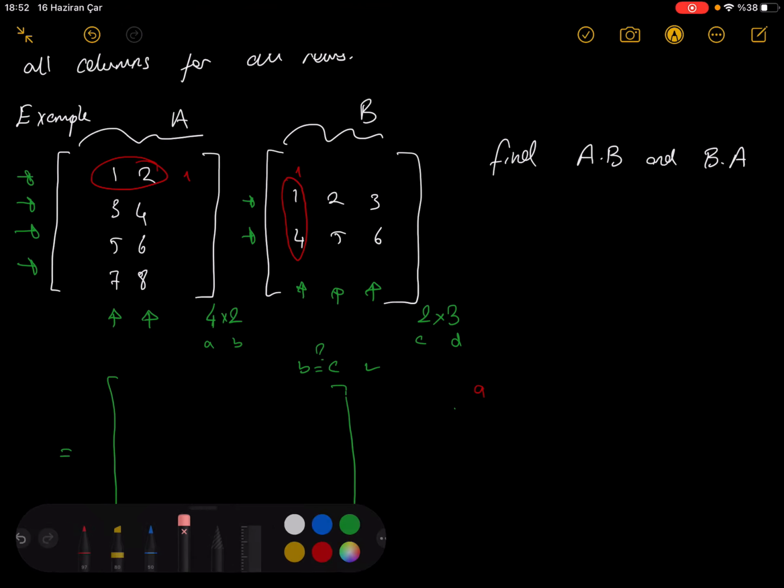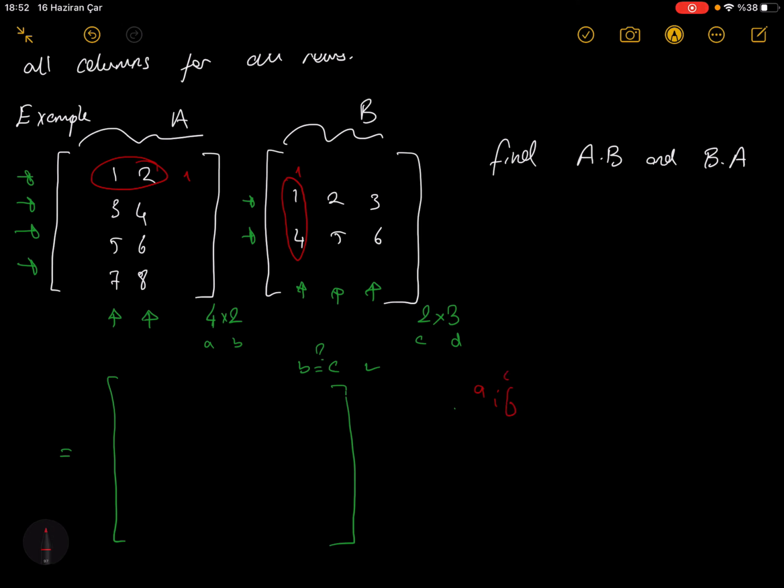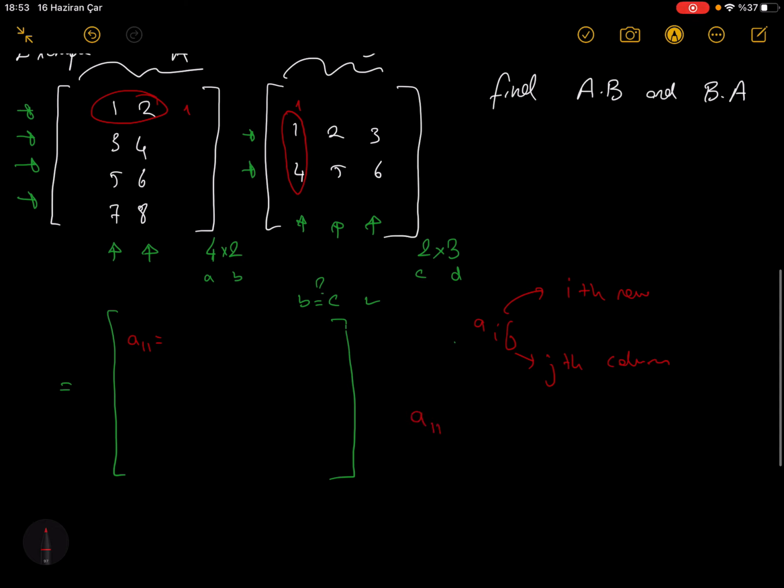Let's write it in a more general way. Ith row, jth column. So I am taking the first row with the first column, so I am going to write A11, right? Which is equal to, let's make the dot product here. Let's multiply 1 times 1 plus 2 times 4, which is equal to 1 plus 8, which is 9, right?